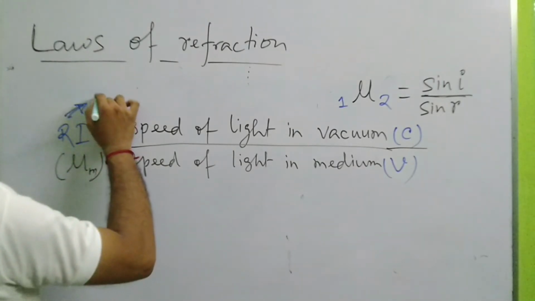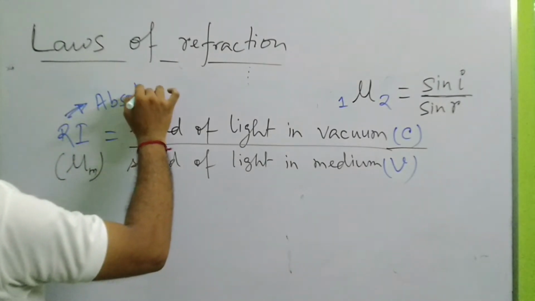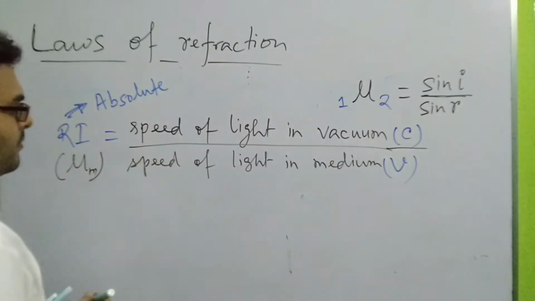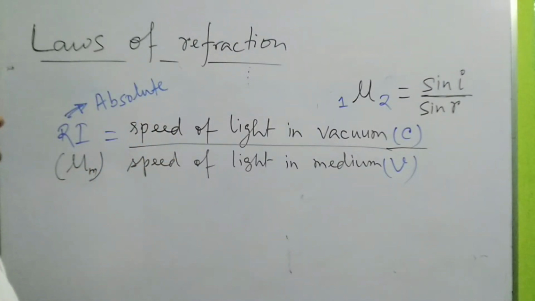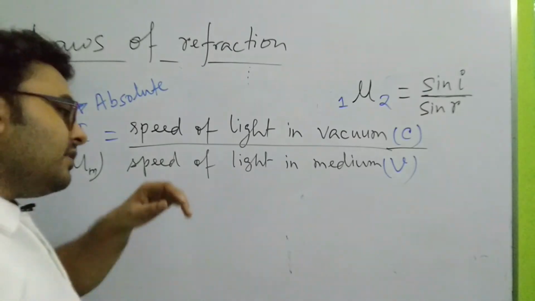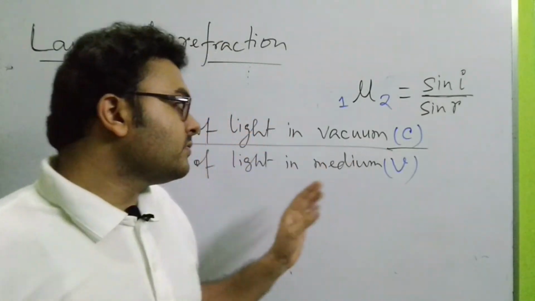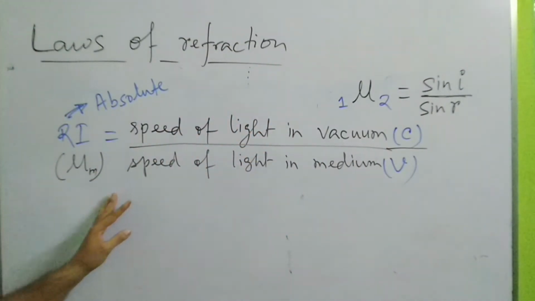This is absolute. Why absolute? Because you know the speed of light in air does not change. So we are comparing the speed of light in that particular medium with the speed of light in vacuum or air, which does not change. So this value is constant for a particular medium. So this is the absolute refractive index of a particular medium. I think the concepts of absolute refractive index and relative refractive index are clear.